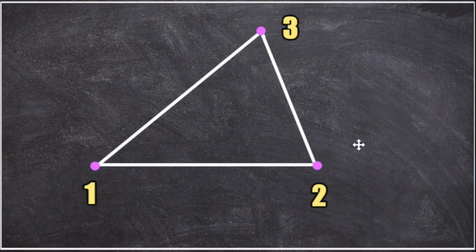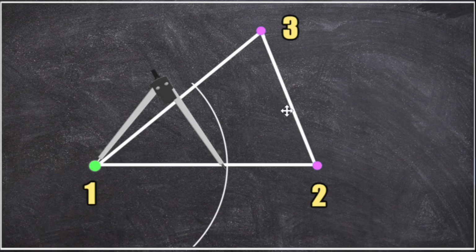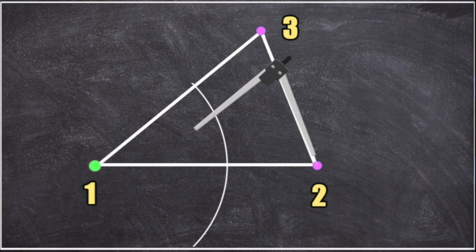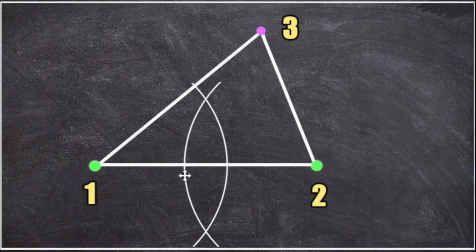If we place the point of a compass at vertex 1 and draw a curve, and then without adjusting the compass, we put the point of the compass at vertex 2 and draw another curve. The two curves intersect, and if we draw a line that passes through the intersect points of the curves, we know that this line must be a perpendicular bisector of the base because points 1 and 2 are the ends of the triangle's base.